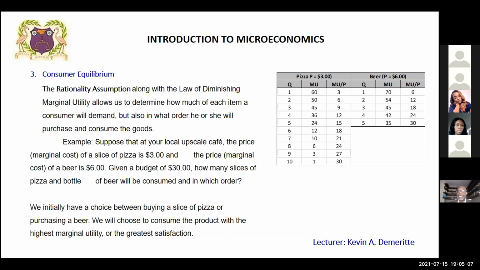Now, let's take that one step further. All right. So we know that our customers are rational. So they're looking to maximize their satisfaction for every dollar that they're going to spend. All right. So let's assume that there is a little cafe near your place, wherever you live.